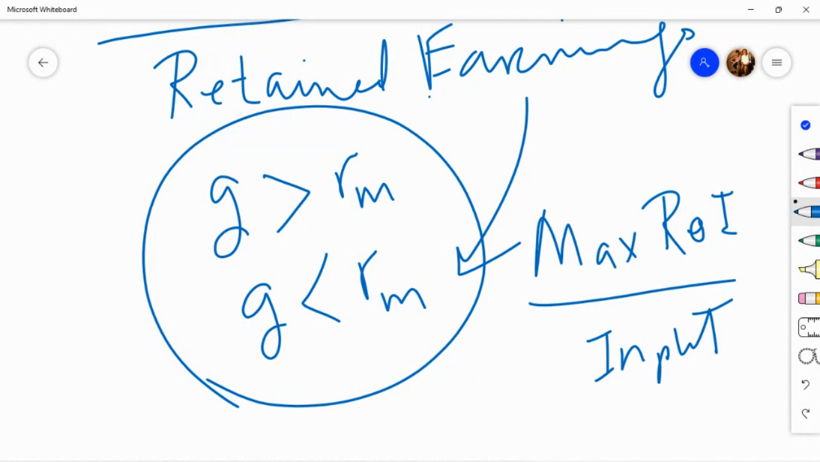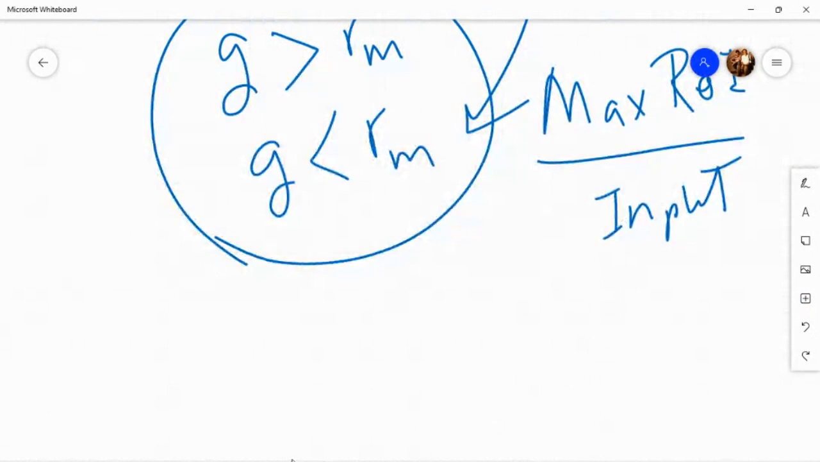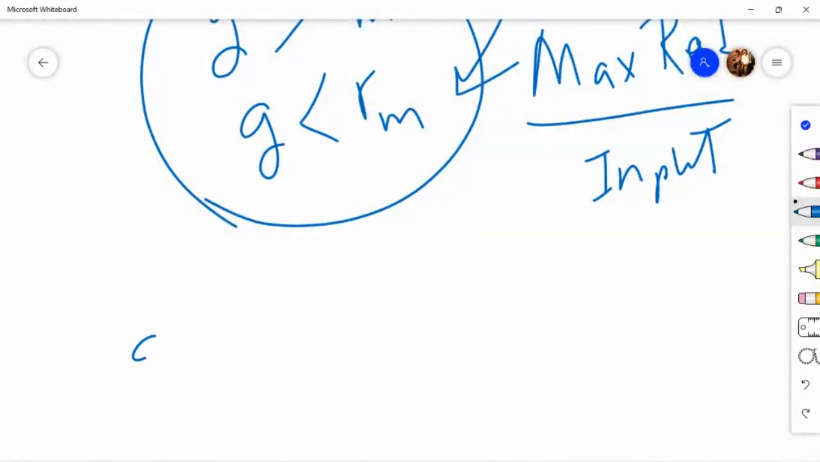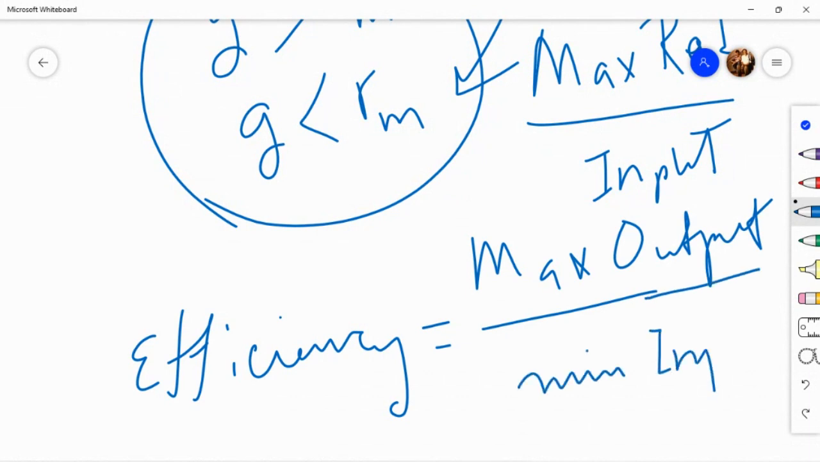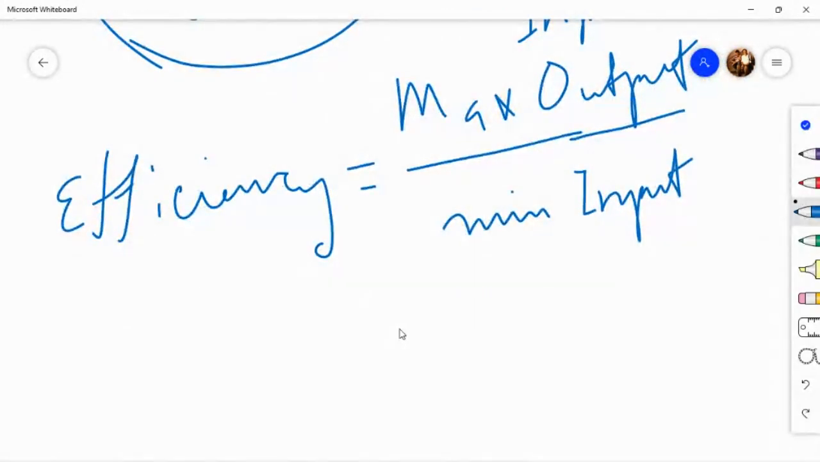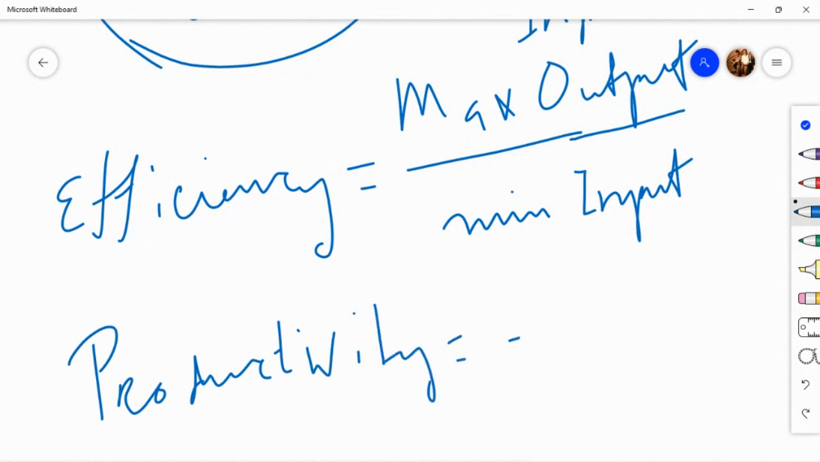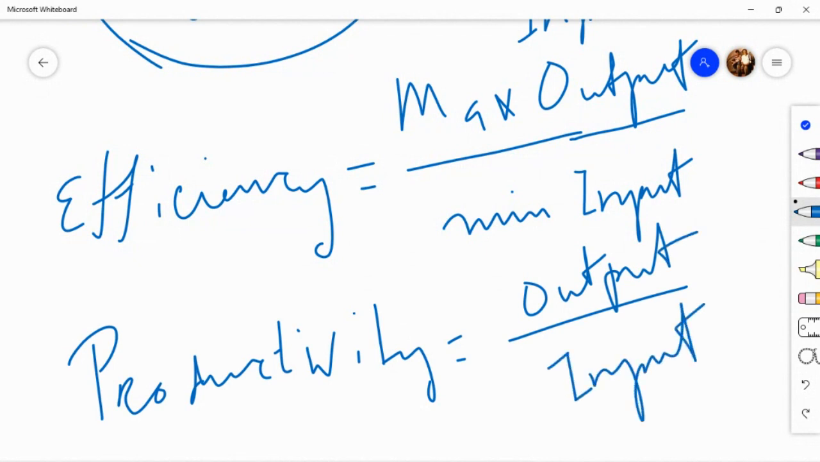Basically, what is efficiency? The concept of efficiency is maximum output over minimum input. That's efficiency. Isn't that right? Maximum output over minimum input. What is productivity? Productivity is simply output over input, right? Output over input, that's productivity. But efficiency is maximum output over minimum input, right?